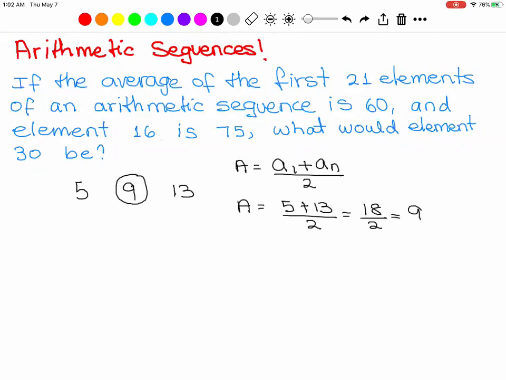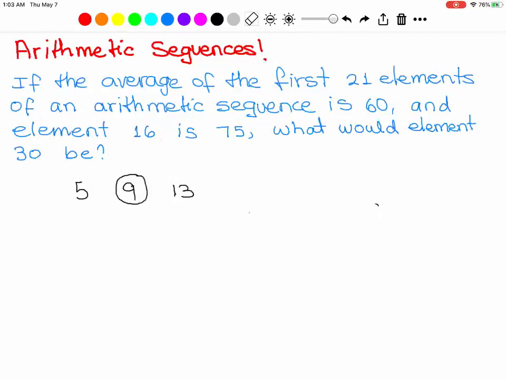So if you have an odd number of elements, the middle number is the average of that sequence. Or you can always find the average by adding the first term and the last term and dividing by 2. Now that we reviewed that, let's see in this specific problem, they're telling us that the average of the first 21 elements of the sequence is 60.